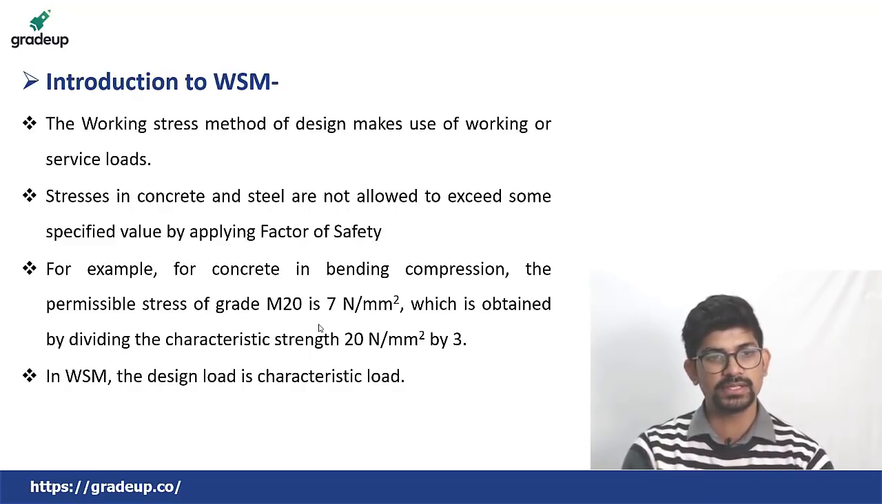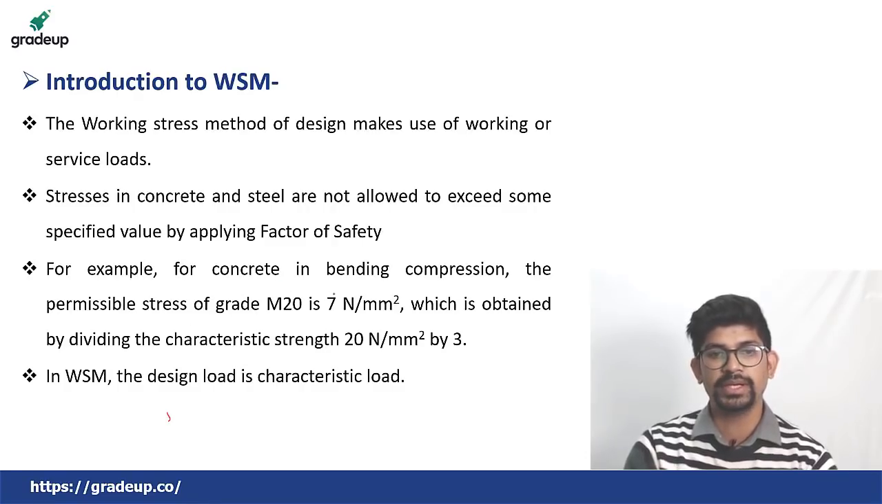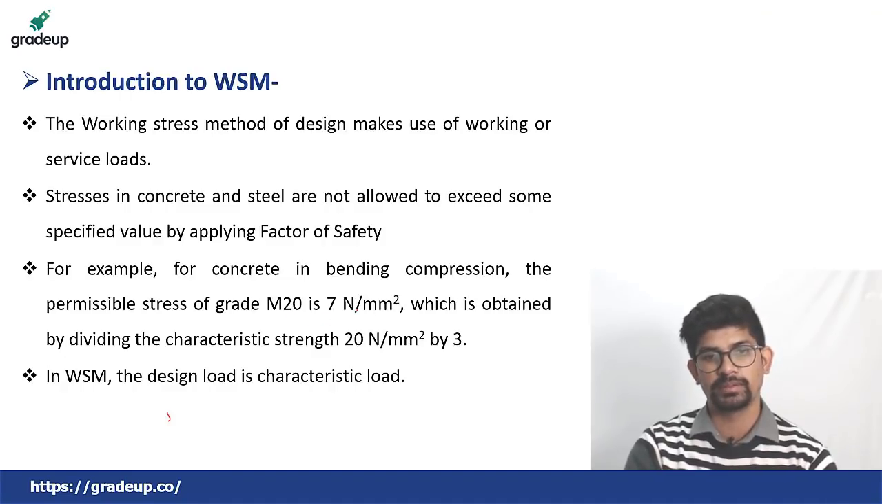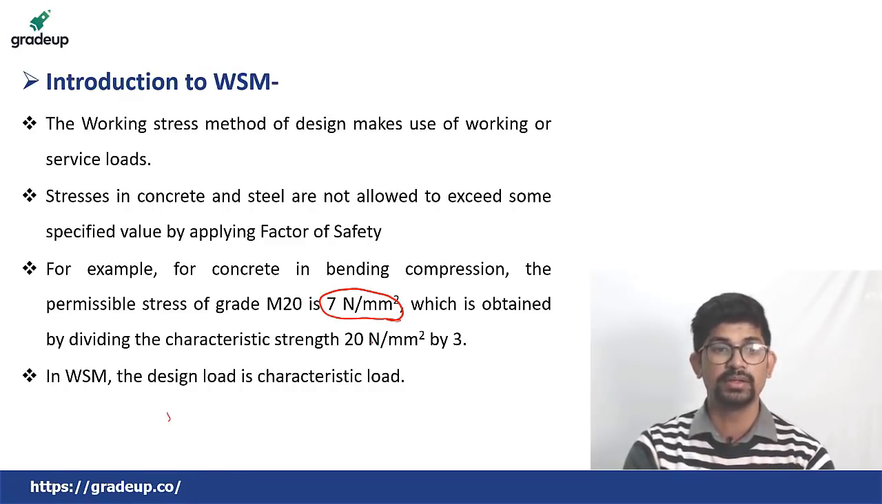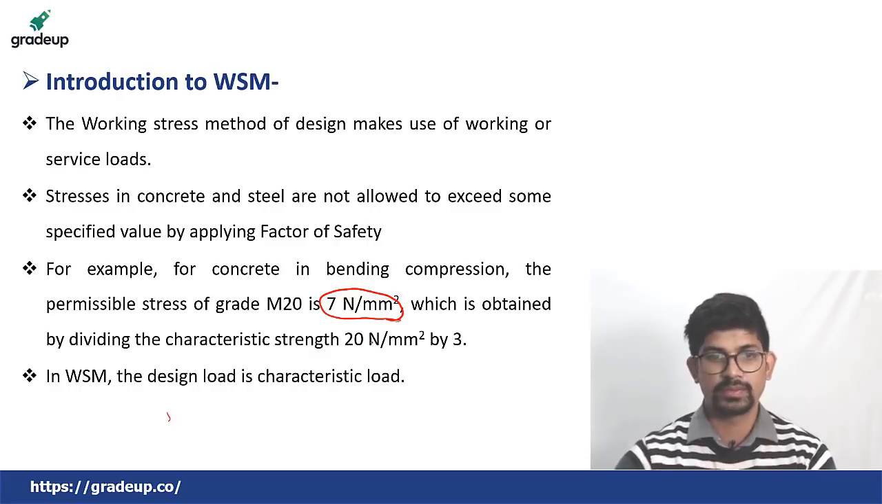For example, you can see for concrete in bending compression, the permissible stress of grade M20 is 7 Newton per mm square. This figure you have already seen in lecture 3, and it is obtained by dividing the characteristic strength, 20 Newton per mm square, by 3. Now, in working stress method, the design load is the characteristic load. So whatever load is coming onto the structure here, it is the characteristic load. Now, moving on.